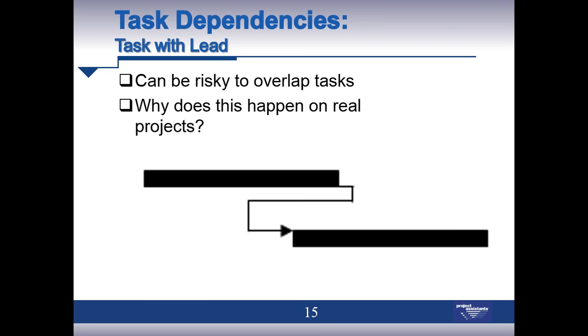If we have a task that we feel very confident that we can complete on time, or maybe finish early, we can use tasks with leads. So I still have a finish to start dependency, but I'm overlapping tasks. I'm starting task 2 even prior to completing task 1. And often this technique can be used when you're trying to crash a project that may be behind schedule.